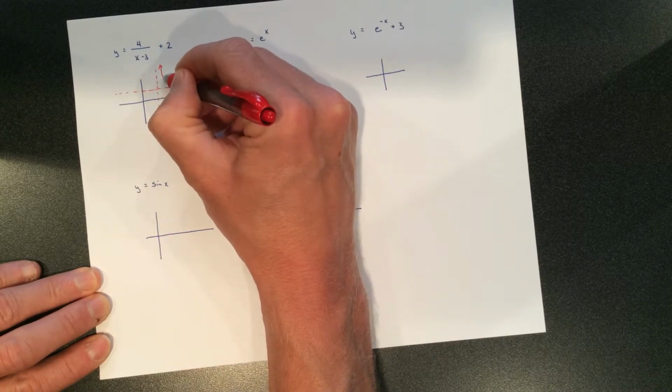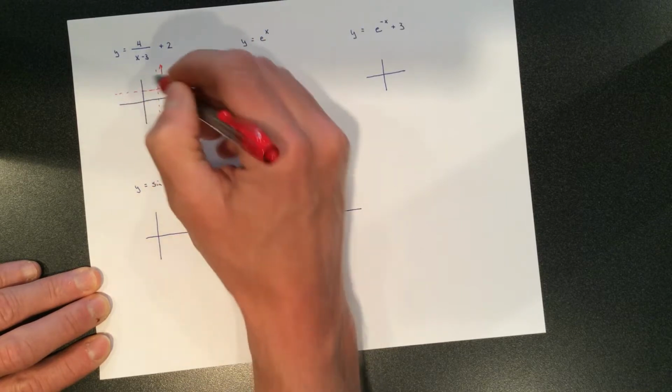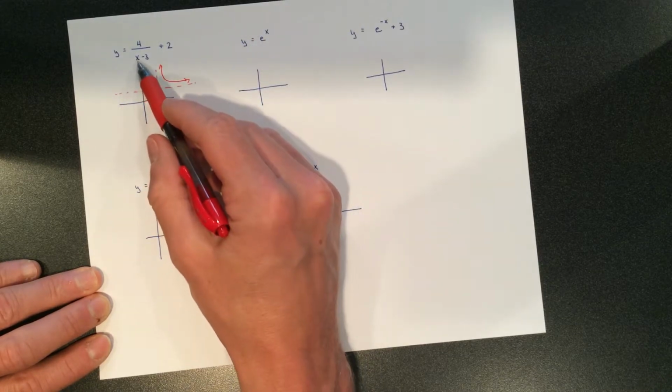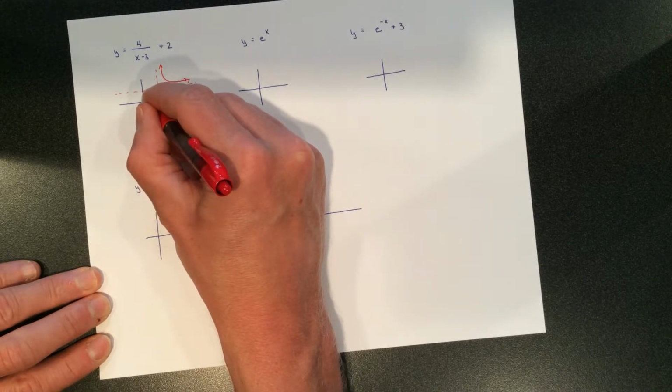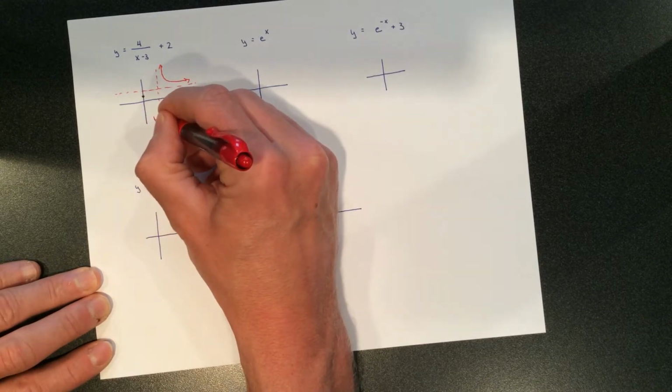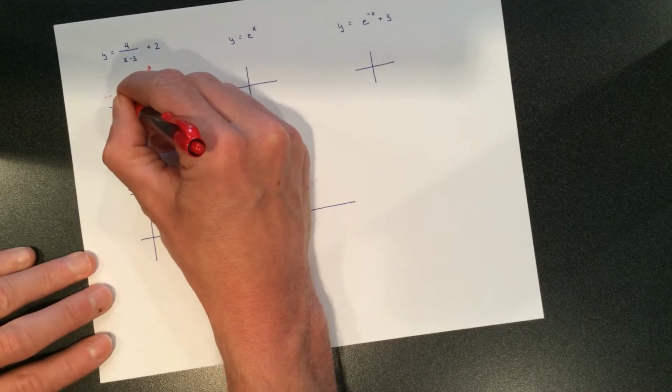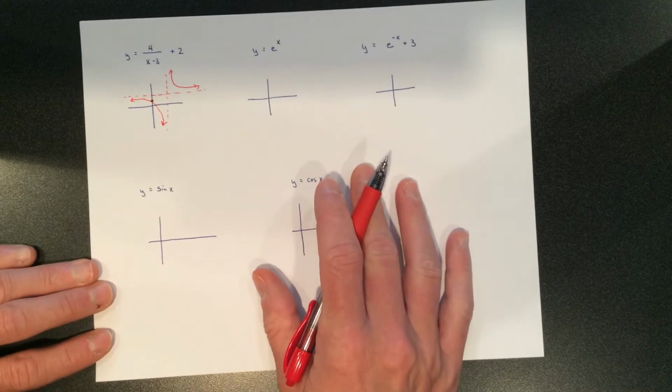But then we still do have our typical function. And if x is 0, this is less than 2, so it's going to be like there. And it's going to look something like that.